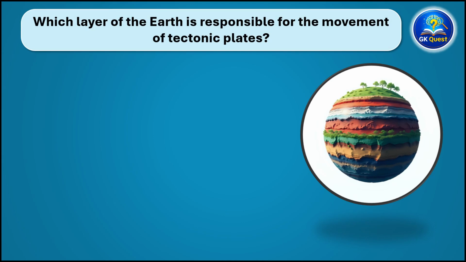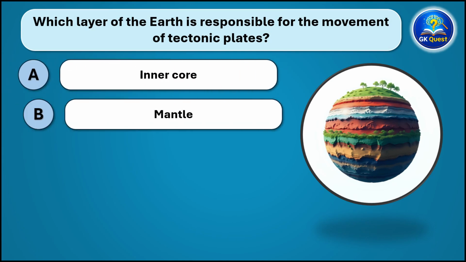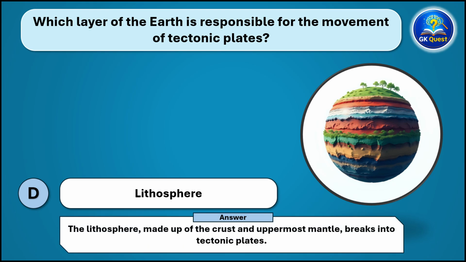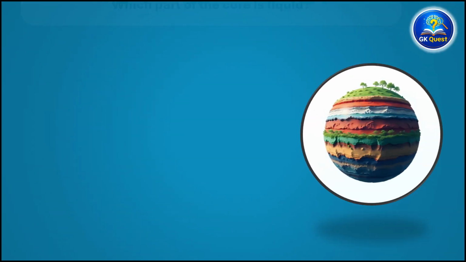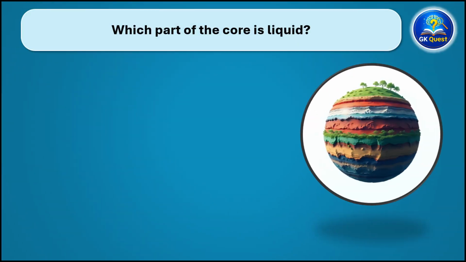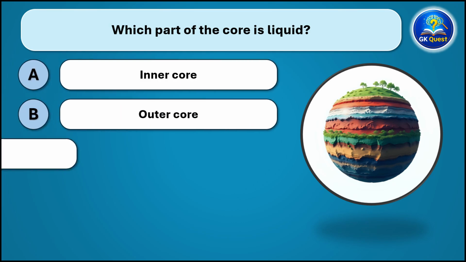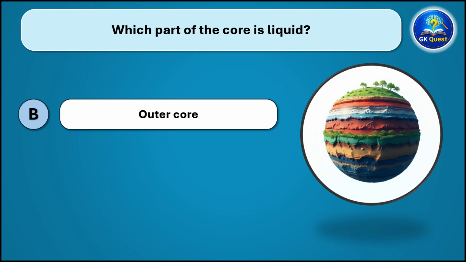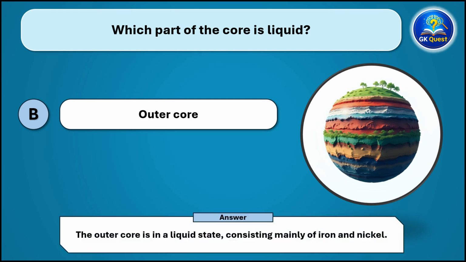Which layer of the Earth is responsible for the movement of tectonic plates? The lithosphere, made up of the crust and uppermost mantle, breaks into tectonic plates. Which part of the core is liquid? The outer core is in a liquid state, consisting mainly of iron and nickel.